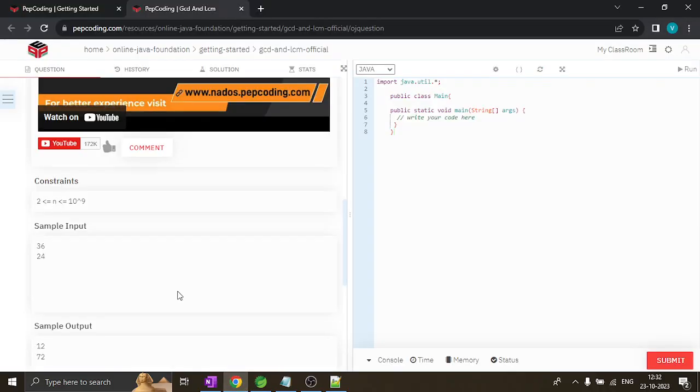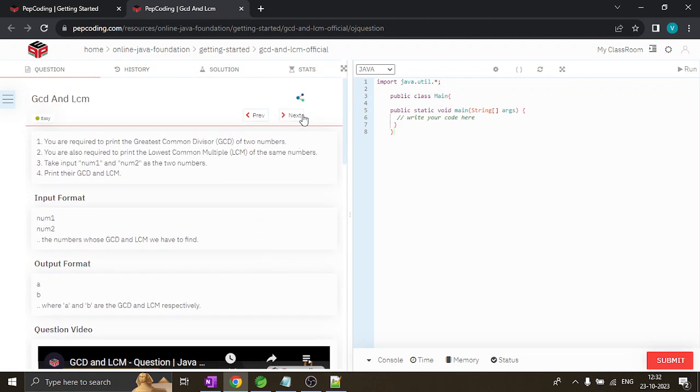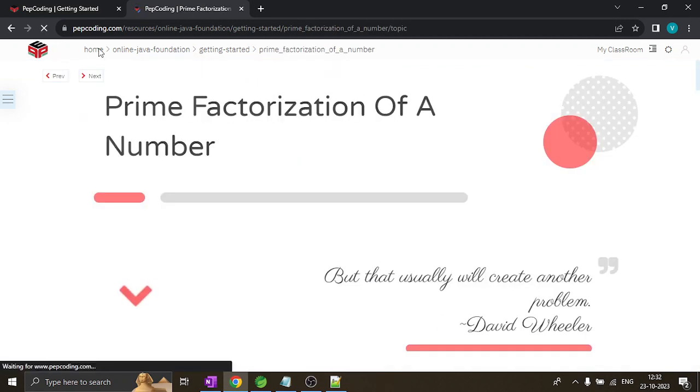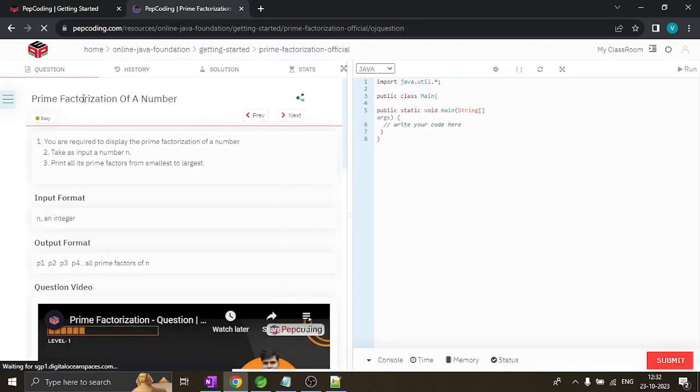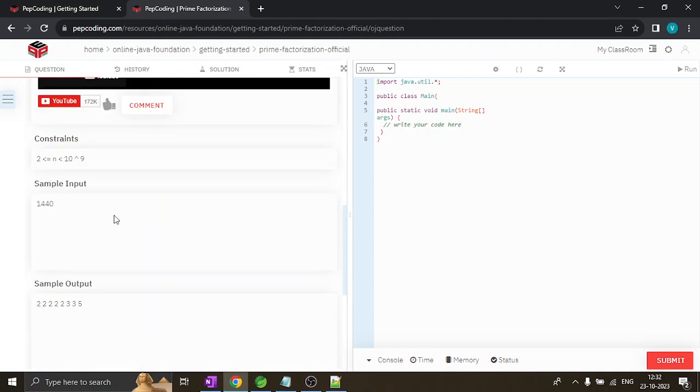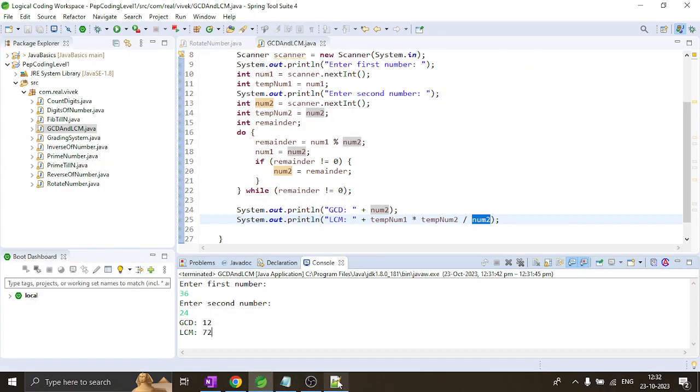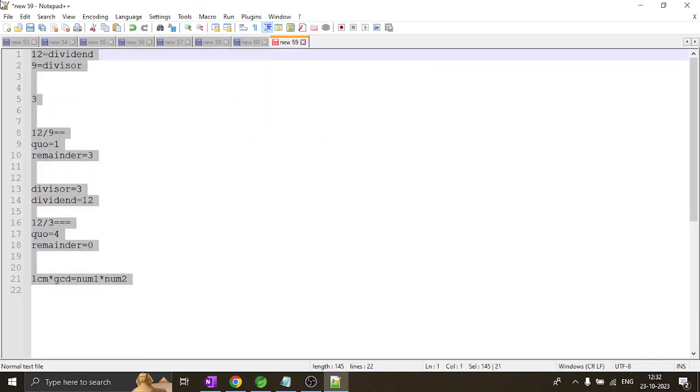So let's move to the next problem that we have, which is prime factors of a number. You are required to display prime factors of a number. Take as input number n, print all the prime factors from smallest to largest. So we have this number and we have to print the prime factors.